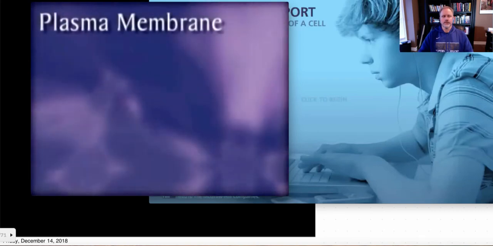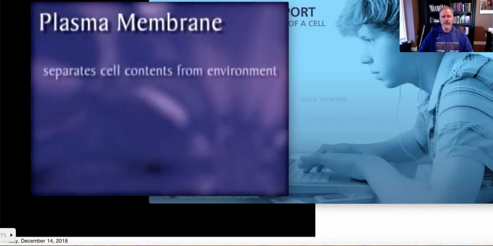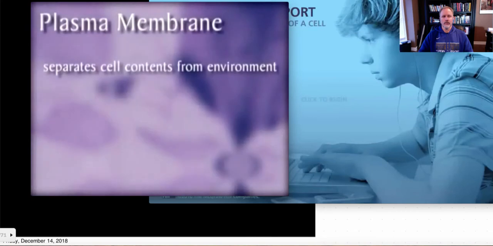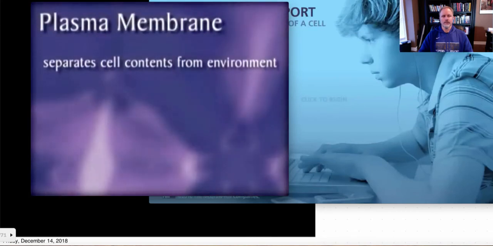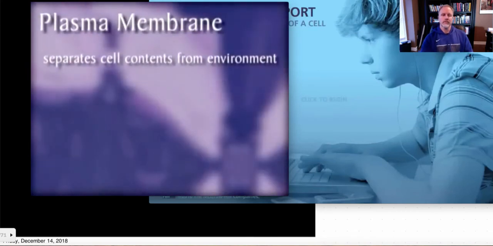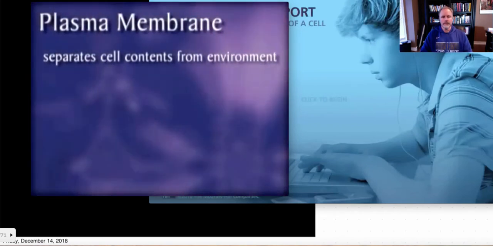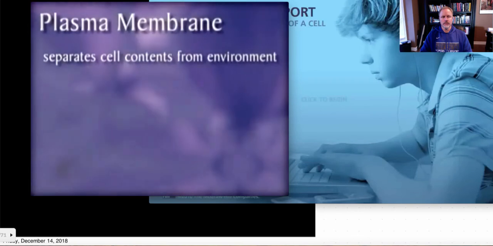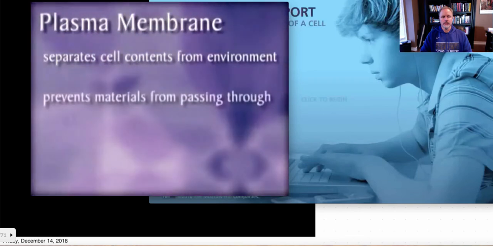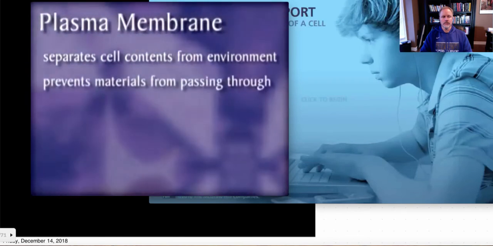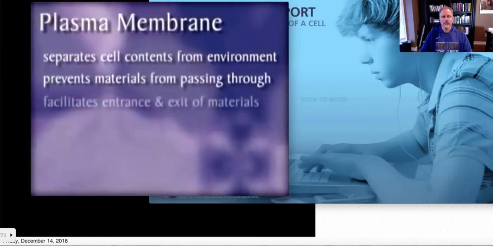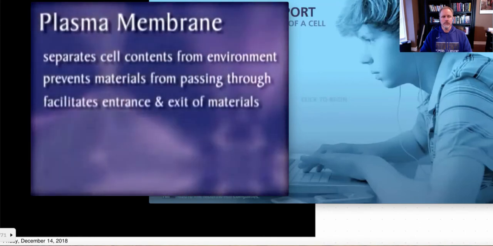Although extremely thin, the plasma membrane separates the contents of the cell from the environment. The membrane has several functions. This video concentrated on the movement of materials through the plasma membrane. Remember that this membrane is selectively permeable and can prevent materials from passing through or keep materials in, and it will permit, even facilitate, the entrance and exit of materials.